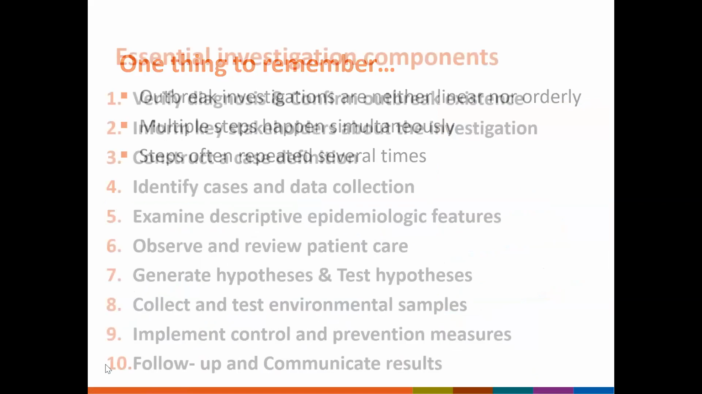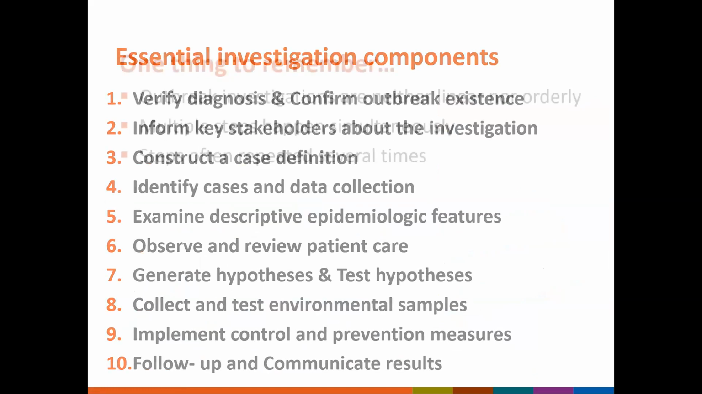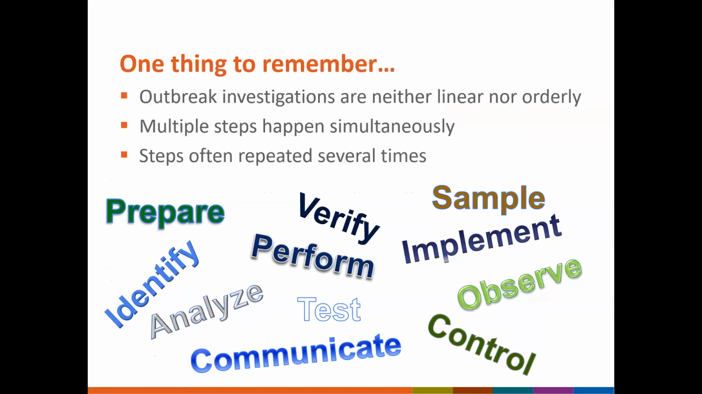So as I had shown you earlier, if you see here, the first step is verifying the diagnosis. The ninth step is implementing control measures. But once you identify both of them, you will immediately implement general infection prevention control measures. You will do IPC evaluations to make your system strong. You have to understand that multiple steps can happen simultaneously, and many times you may have to repeat the steps based on the evolving evidence from your outbreak investigation.